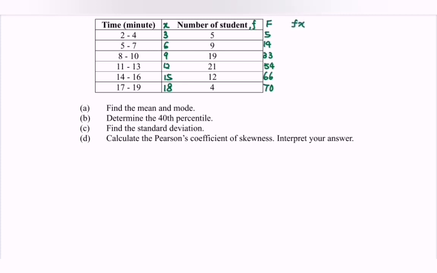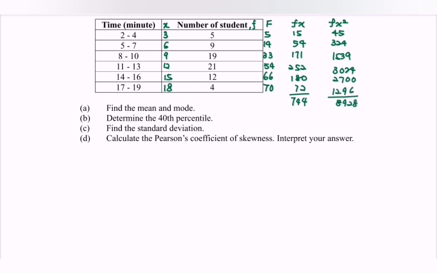So kindly refer to the calculator. We total up, we have 744. Next is to find the fx squared. By referring to the calculator, then we have the summation, so 8928. So let's begin. Find the mean.